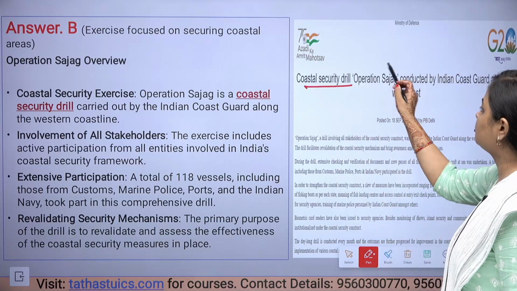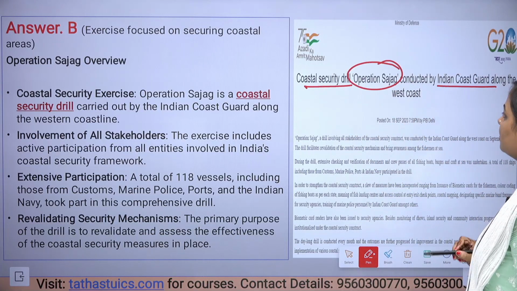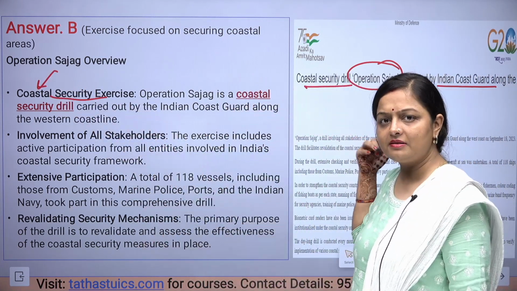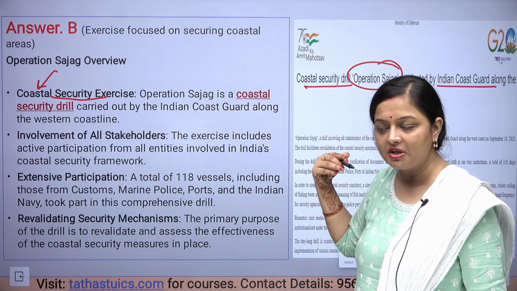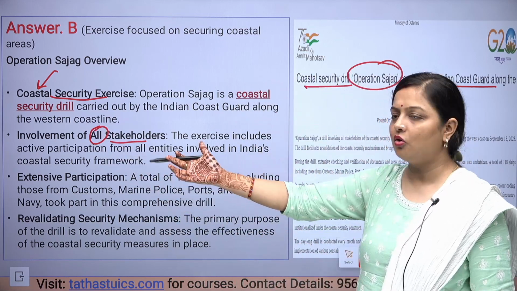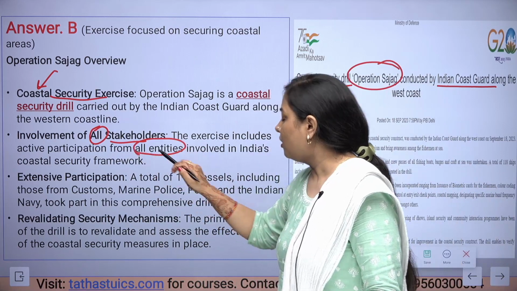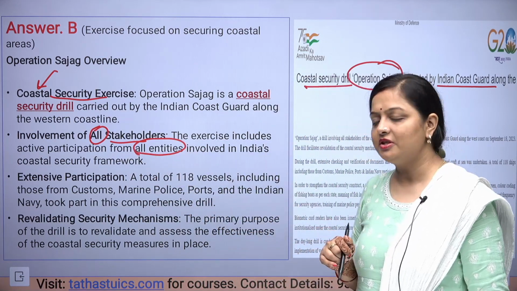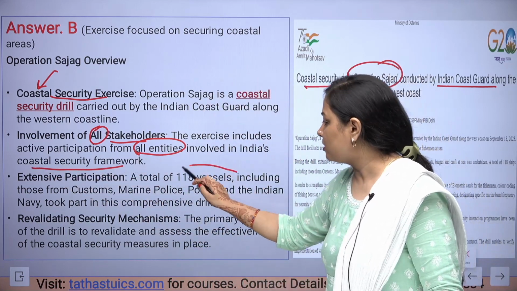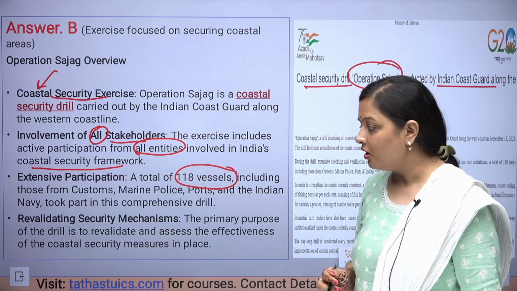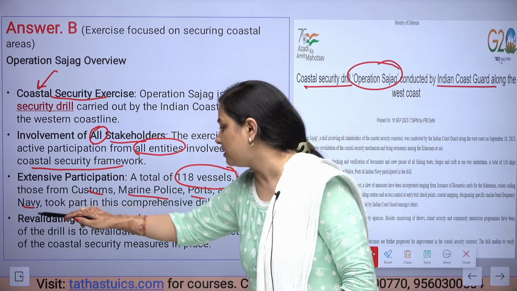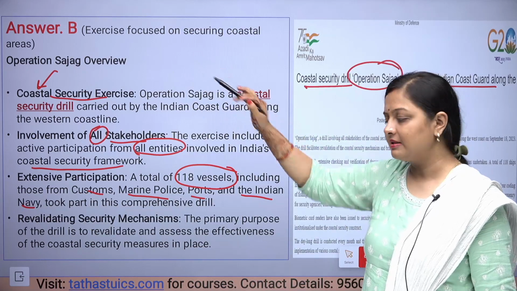So coastal security drill Operation Sajag was conducted by the Indian Coast Guard along the west coast. So this is a coastal security exercise. This question has been framed on the basis of this PIB update itself. Who are the stakeholders in this? So the stakeholders are all the active participants from all the entities which are involved in the coastal security framework also. So there were a total of 118 vessels from the customs, marine police, ports and the Indian Navy also. So all of these were involved in this. That is Operation Sajag.